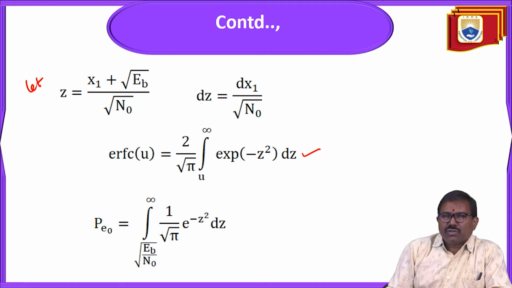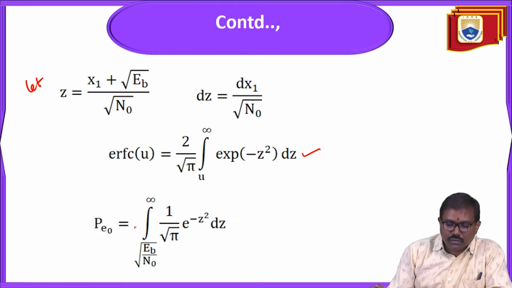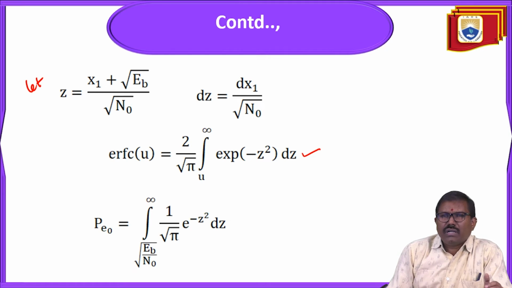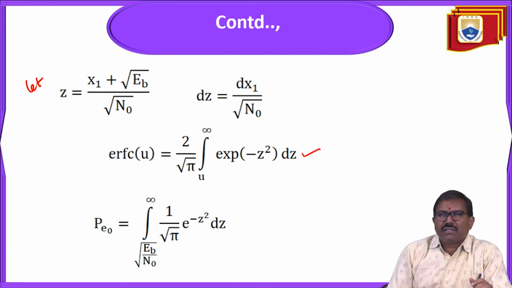Okay. So we are taking the probability of error, that is conditional probability, which is equal to the integral. Here, what is u? That is nothing but root Eb by N naught. Why? Because here we substitute a 0 value in the above z equal to x1 plus root Eb by root N naught. So x1 is 0. So what you get? Root Eb by N naught. That is the lower limit, and the upper limit is infinity.